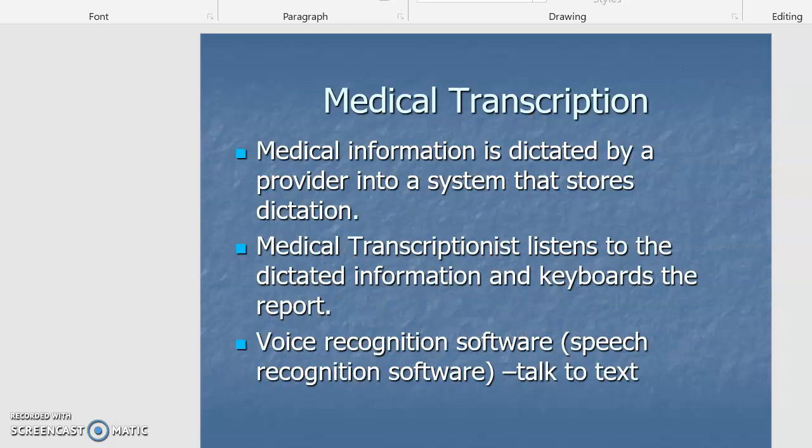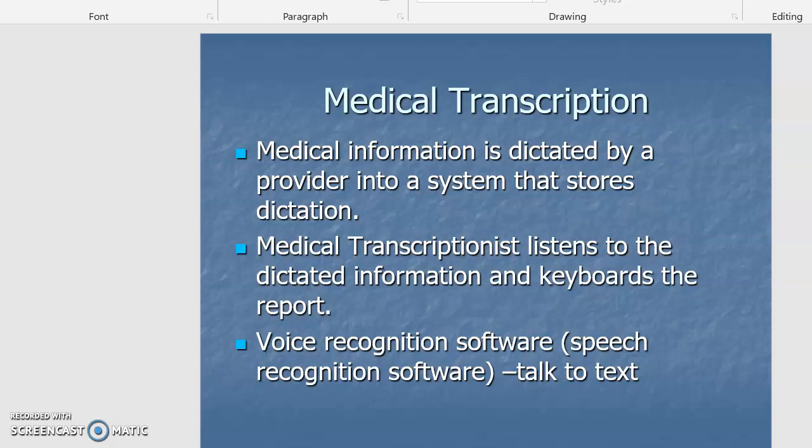Medical transcription. Medical information is dictated by a provider into a system that stores the dictation. The medical transcriptionist listens to the dictated information and then keyboards the report. Right now, voice recognition software has pretty much taken over. So everybody knows what this is. You talk into your iPhone when you want to record a message or anything like that, it's talk to text.